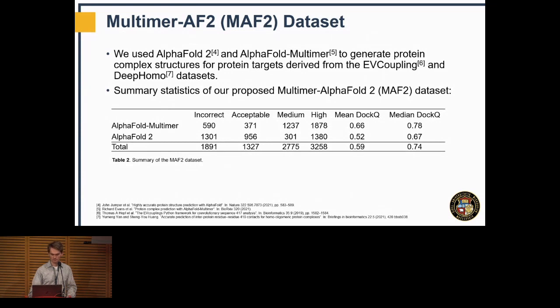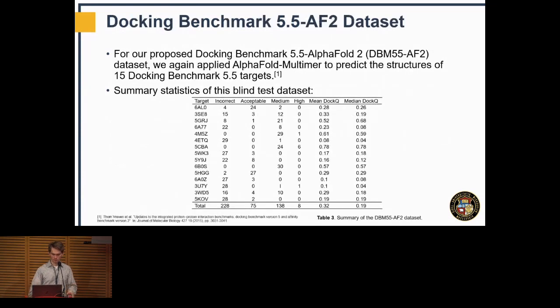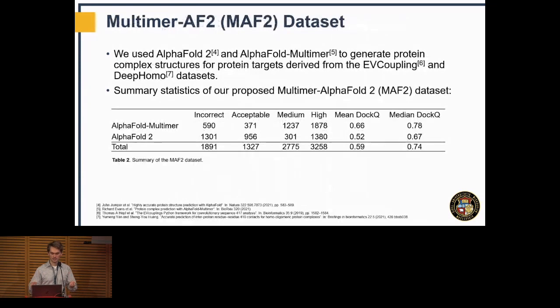It's relatively high quality. We also, as I mentioned before, have the DocGround dataset. This is actually on average much lower, usually about 0.15.